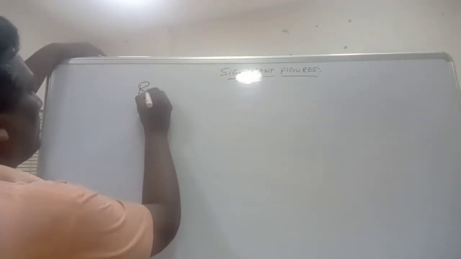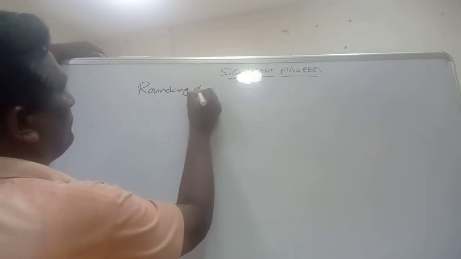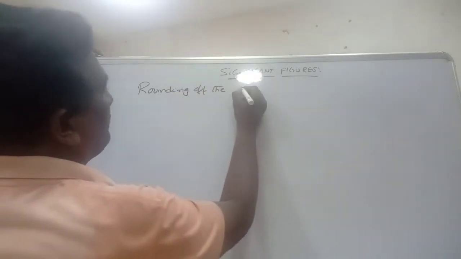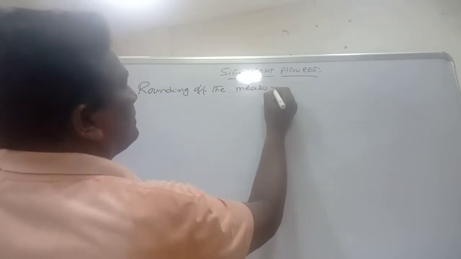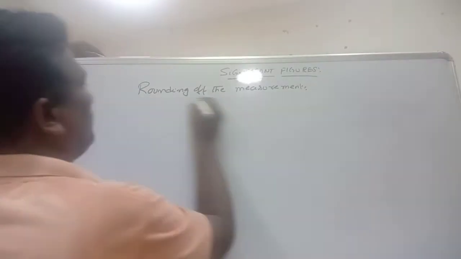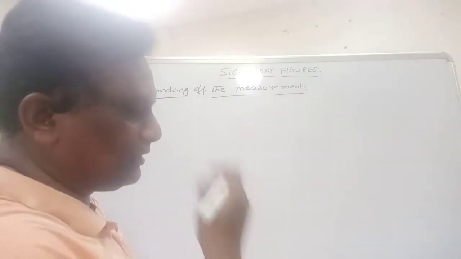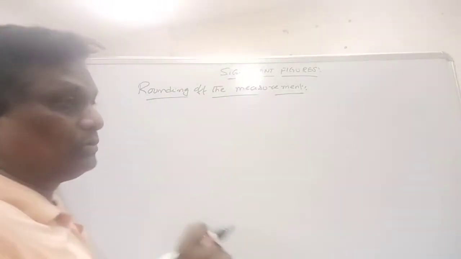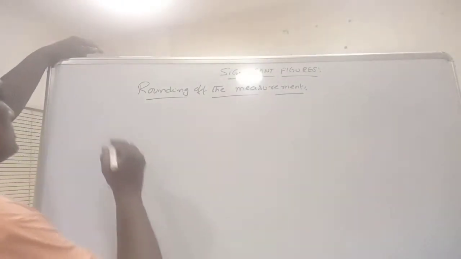Now rounding off the measurement. Rounding of the measurement, or rounding of the measured value. Here also we have rules to round the measured value. So what are the rules?